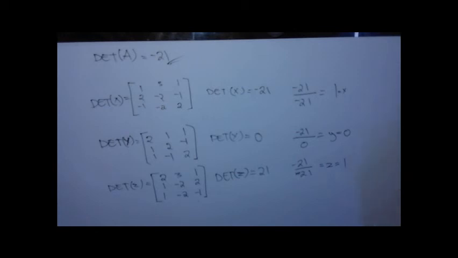So there you go. That's how you do it. That's what Cramer's rule is. So here are the values of x, y, and z: 1, 0, and negative 1. Sorry for that.